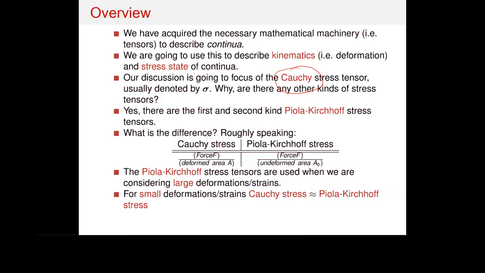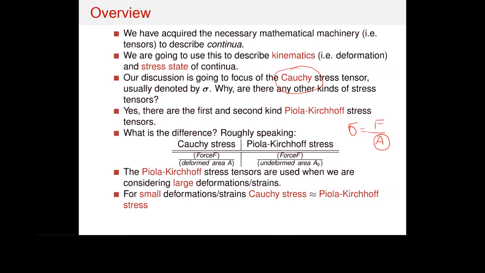The main difference between Cauchy and Euler-Kirchhoff is the reference. For the Cauchy stress tensor, this is the stress you have been familiar with: the stress sigma is equal to F divided by the area. Now, what is the area you divide by? Is it the deformed area or the undeformed area? This is basically the big question.